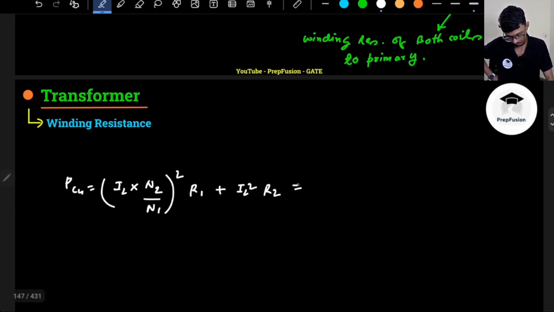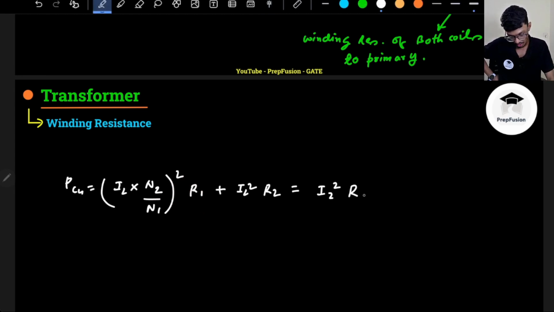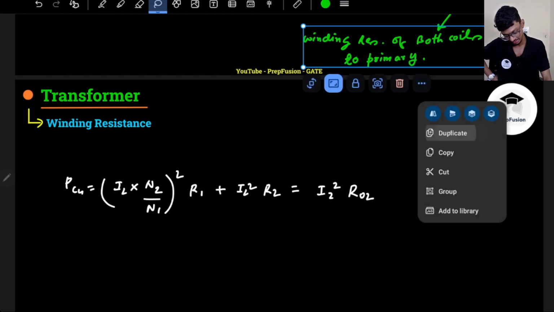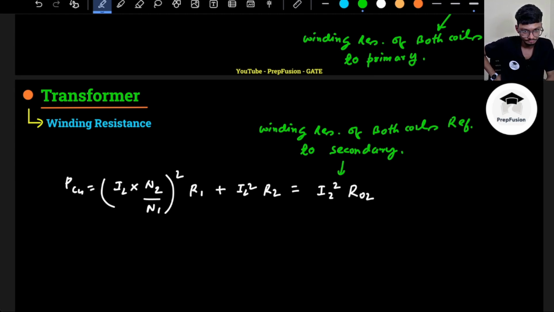So this will be equal to I2 square, if I take common, N2 square divided by N1 whole square into R1. So this is like the primary resistance referred to the secondary. So this will be actually R02. So this will be the winding resistance of both coils referred to the secondary. So that is what my R02 is, referred to the secondary. I hope you have understood this point.